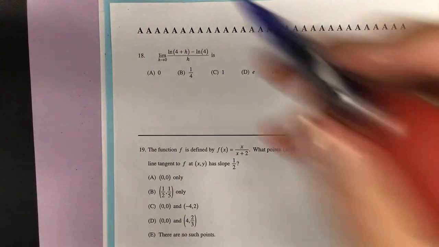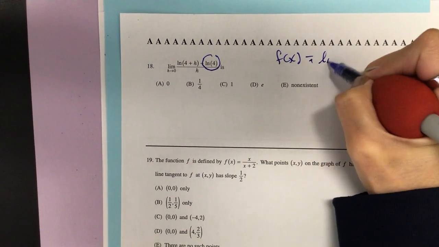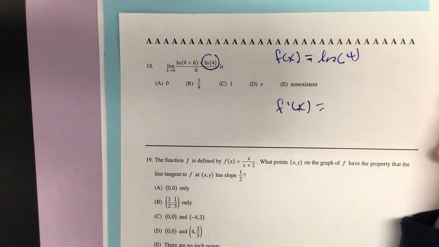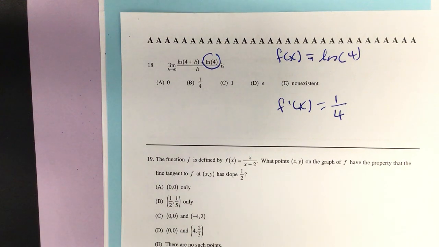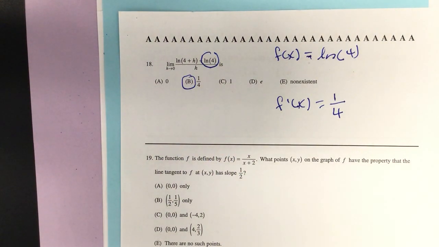So my last piece here is this guy over here. My f of x is equal to natural log of 4. And then when I derive the natural log of 4, it is 1 over what? 1 over 4. And that one is going to be answer choice what? And again, don't miss this one. Anytime it's in that format, it's asking you for the limit definition. Take the second part, derive it, and done.